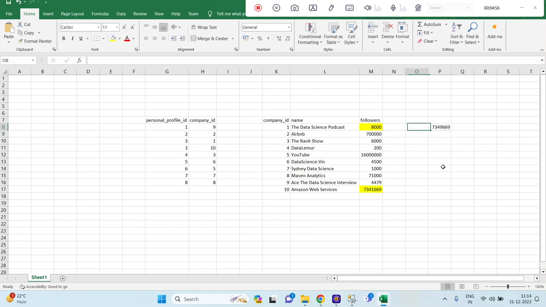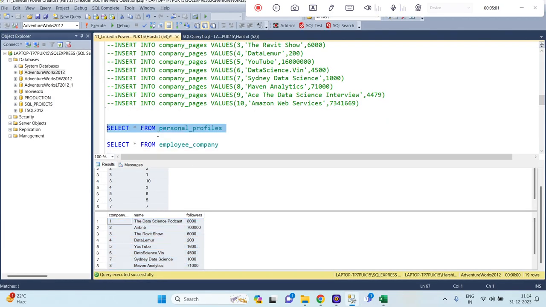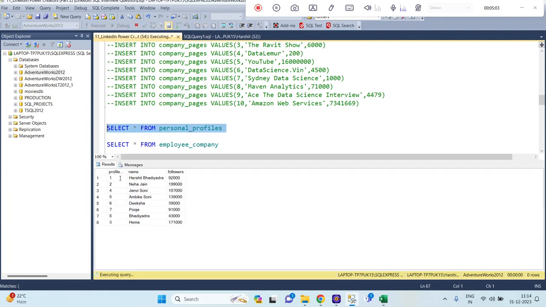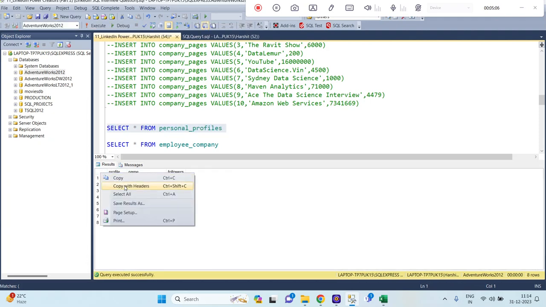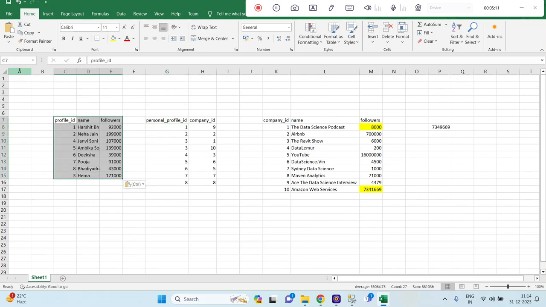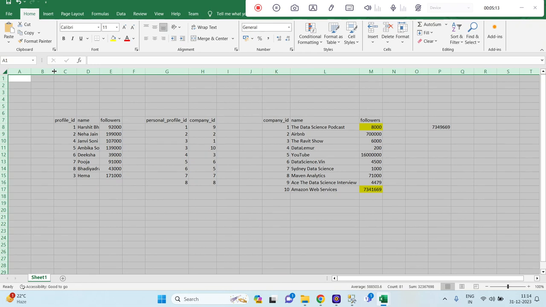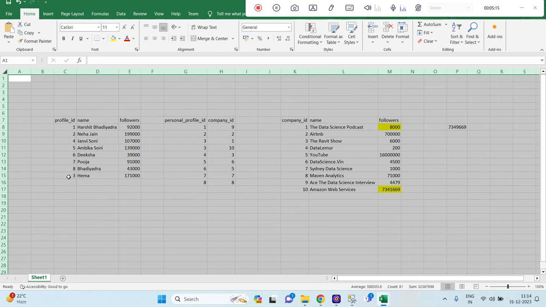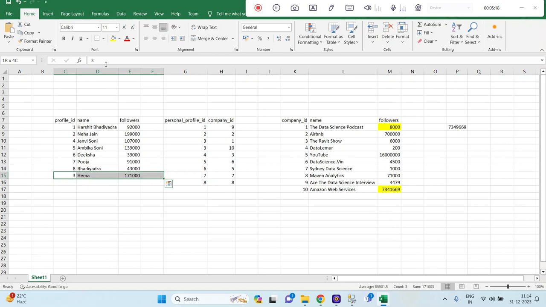And now we need to take the personal profile ID 3 also. So let me take this data as well. So what is the follower count of 3? The follower count is 1,71,000. Is it greater than the summation of these two? No, right? So it is not a power creator. 3 is not a power creator.